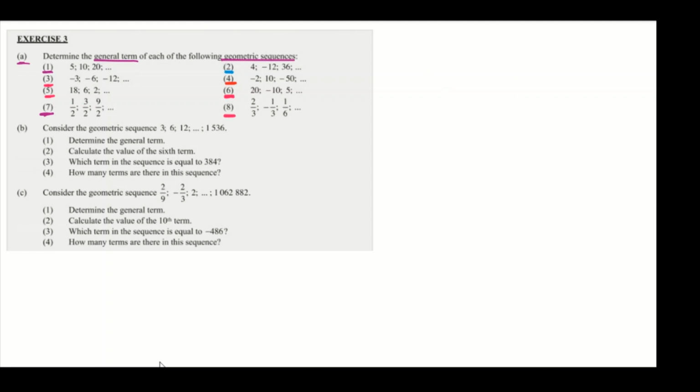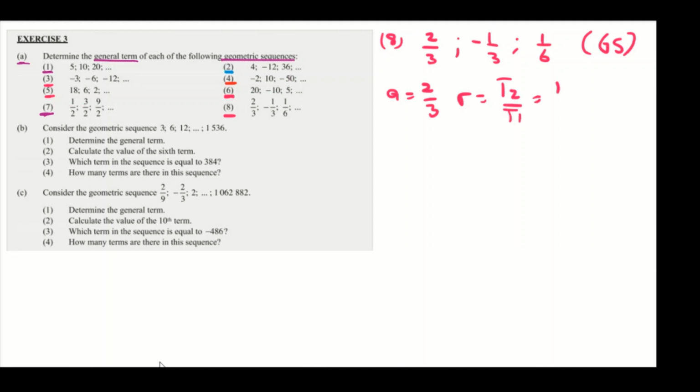Okay, so now we're going to do number 8, in which we are given the sequence 2 over 3, minus 1 over 3, 1 over 6, right? And you're told that this is a geometric sequence. So my A value is 2 over 3, and my R is equal to T2 over T1, equal to T3 over T2, right? So my T2 is minus 1 over 3, divided by my T1, which is 2 over 3, equal to my T3, which is 1 over 6, divided by minus 1 over 3, which is my T2, right?